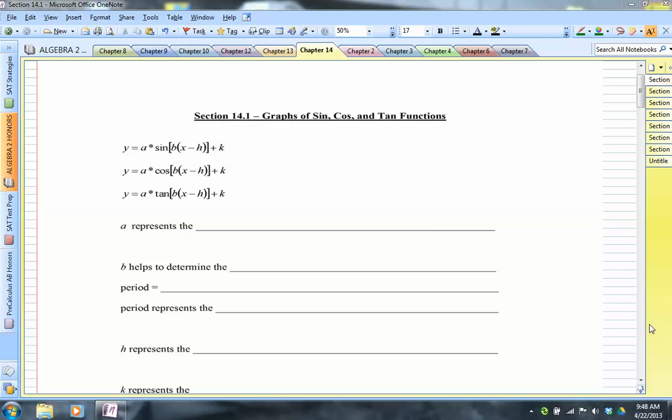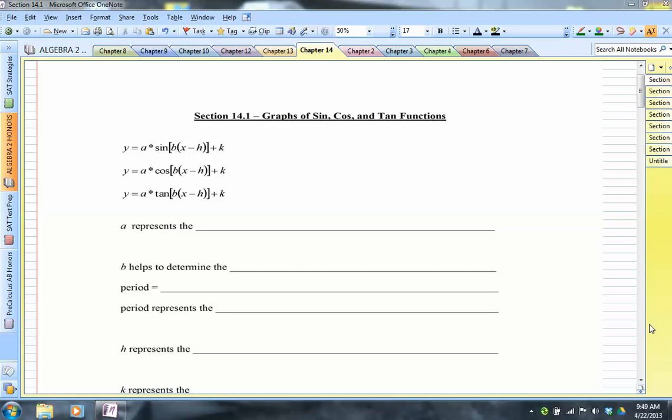We will do a little bit more graphing in 14.2, where we'll move the graphs from left to right, up, down, or flip them over, which is called reflection. But after sine, cosine, tangent graphs, we have no more graphs for the rest of the year.